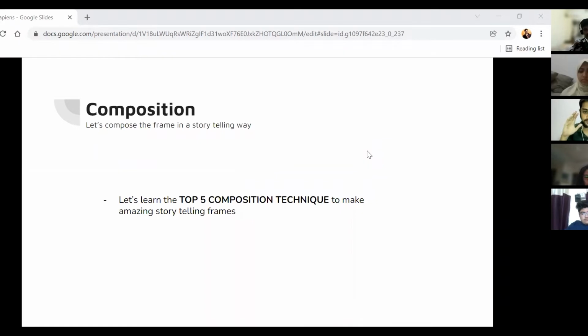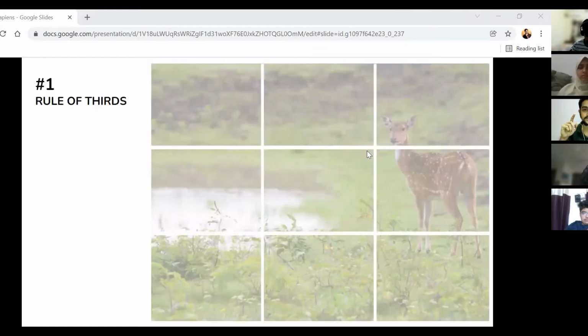This is very much important, so just remember these 5 techniques. There is no hard and fast rule that we have to follow these composition techniques in each and every frame that you create. You have your own creativity, you can go ahead and create it. That is not a problem. But following these 5 techniques will help you, on a basic level, to deliver a story in a systematic way. That's it. So the first one being rule of thirds.